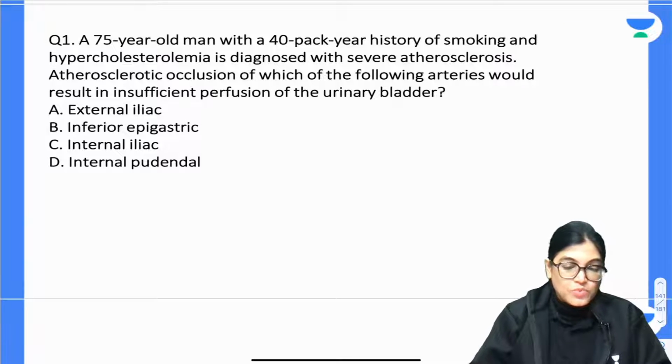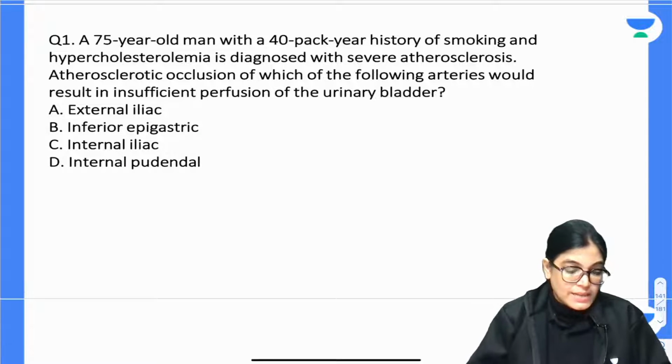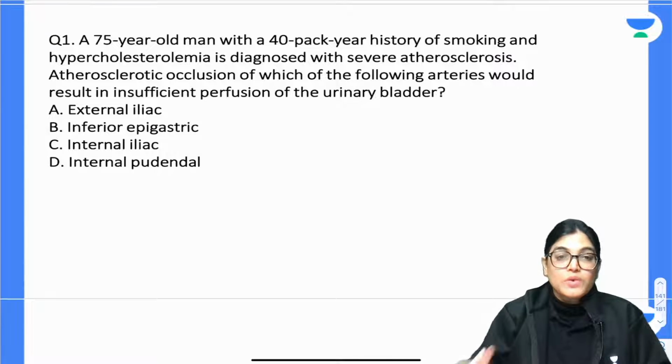So my dear aspirants, 4 options are there and you have to give the correct answer. Question number 1, your time starts now. 30 seconds will be given to you. Okay, I got an answer from Vedan A. What about others?